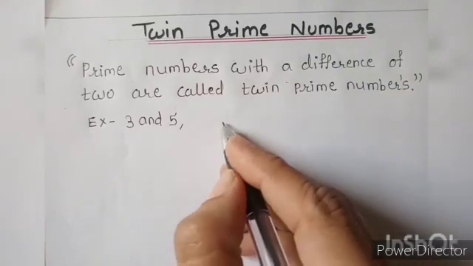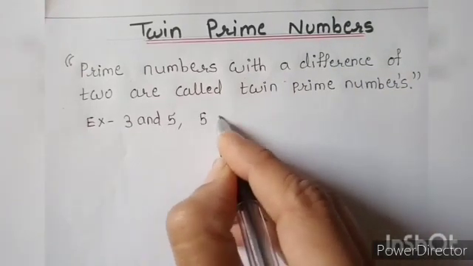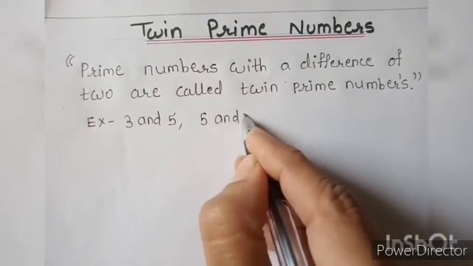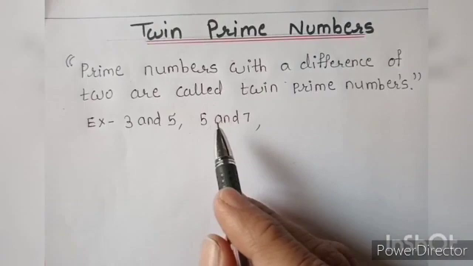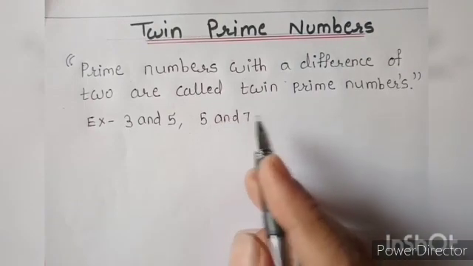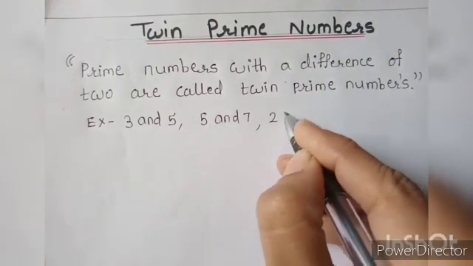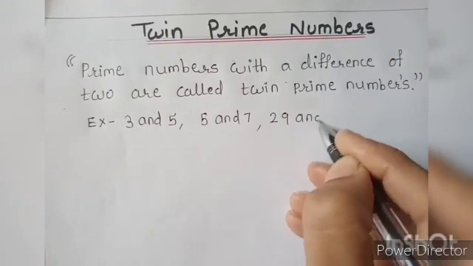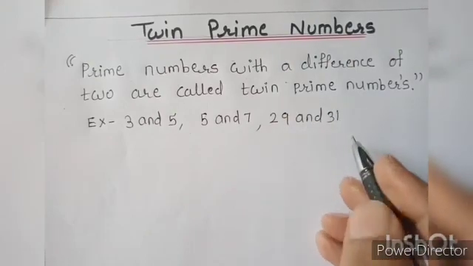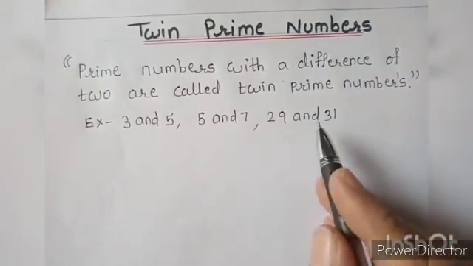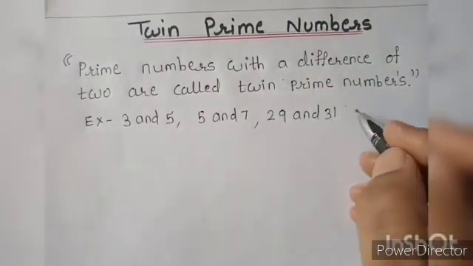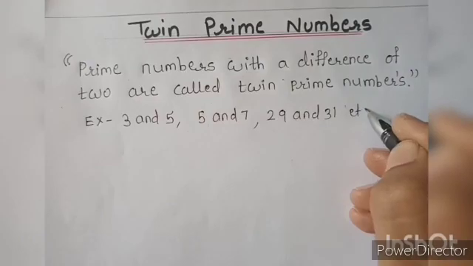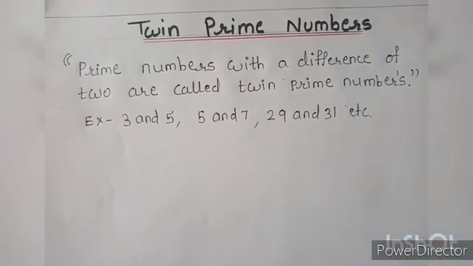Then 5 and 7. These are also prime numbers. Then 29 and 31. These two numbers are also twin prime numbers. So in this way you can find out many twin prime numbers.